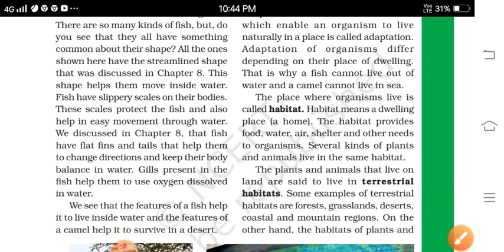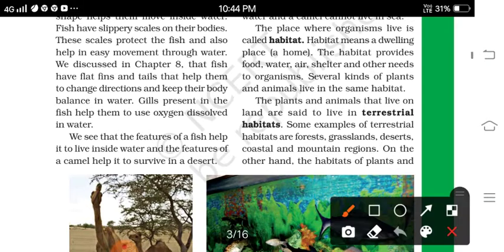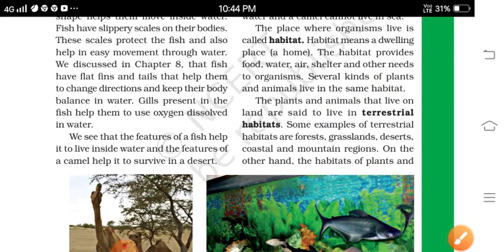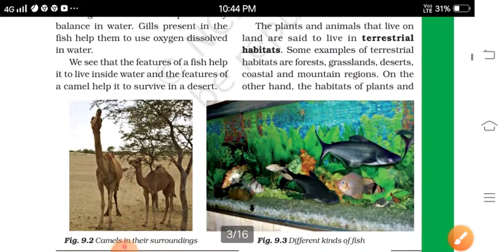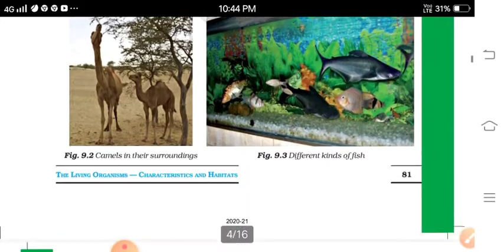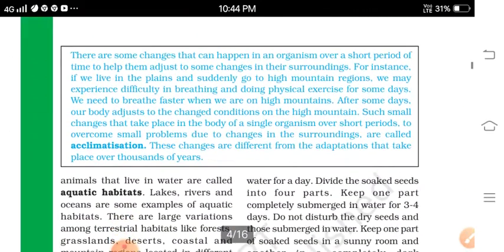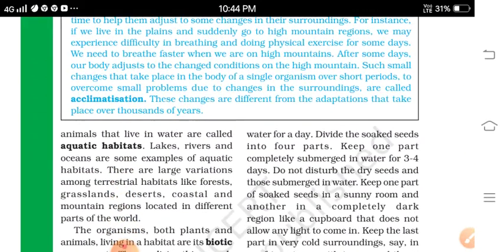The plants and animals that live on land are said to live in a terrestrial habitat. Examples: grassland, desert, coastal and mountain regions. On the other hand, the habitats of plants and animals that live in water are called aquatic habitats.